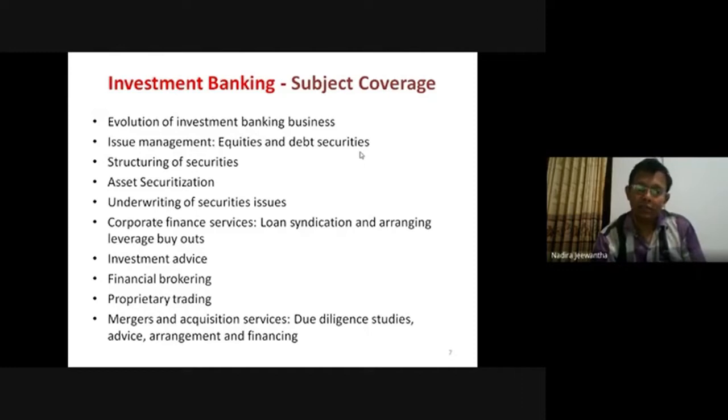Shares, of course, different types of shares we discussed, and also the different types of features we discussed: bonus shares, rights issues, then the share splits, scrip dividend, all these things we discussed, and the features of shares, voting shares, non-voting shares, and what are the features of the preference shares we discussed.